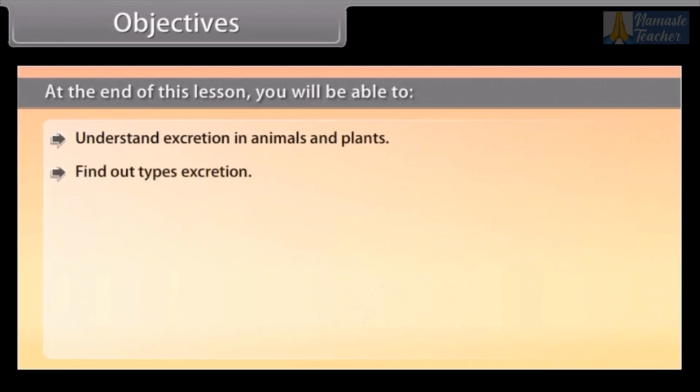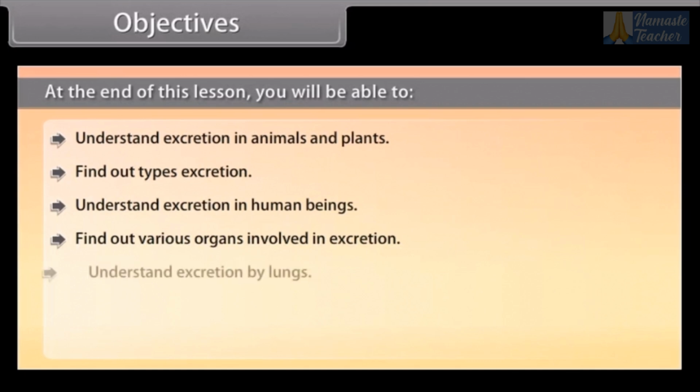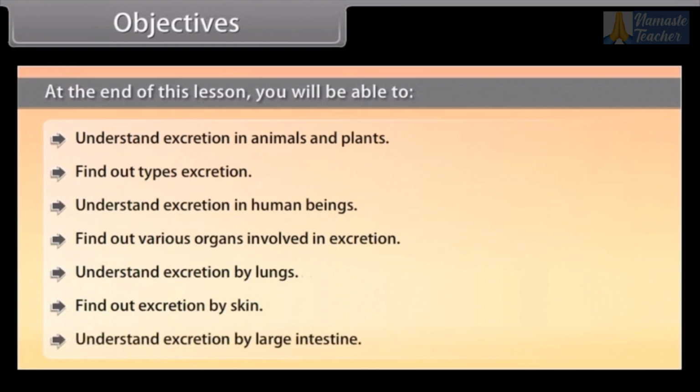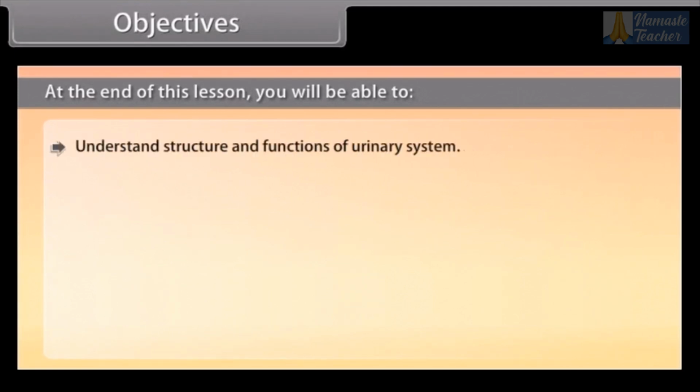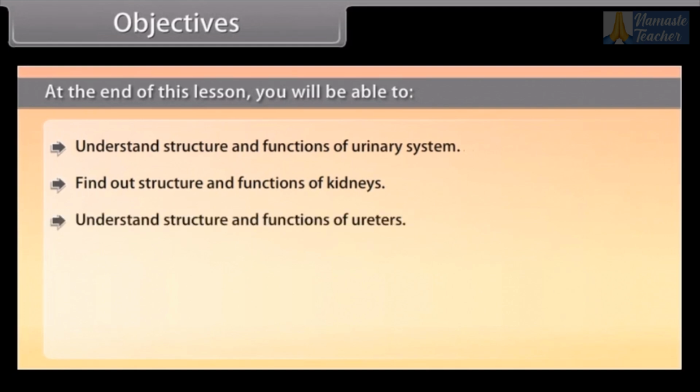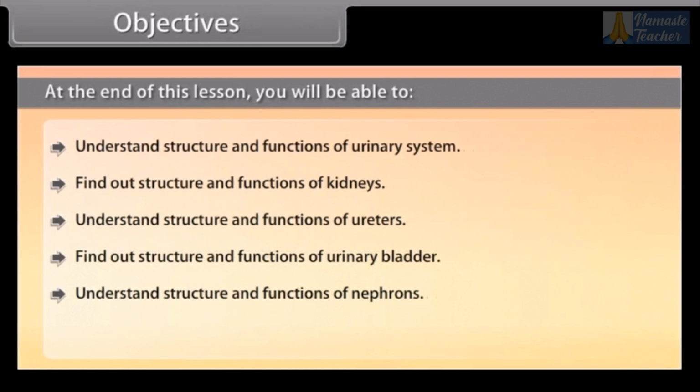At the end of this lesson, you'll be able to understand excretion in animals and plants, find out types of excretion, understand excretion in human beings, find out various organs involved in excretion, understand excretion by lungs, find out excretion by skin, understand excretion by large intestine, understand structure and functions of urinary system, find out structure and functions of kidneys, understand structure and functions of ureters, find out structure and functions of urinary bladder, understand structure and functions of nephrons, study about artificial kidney or hemodialysis.